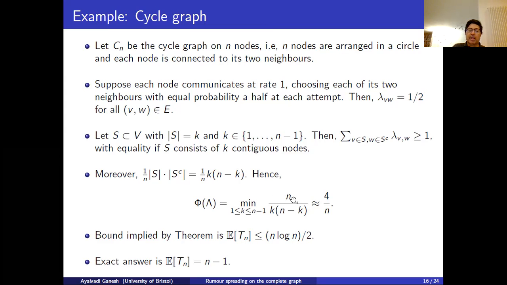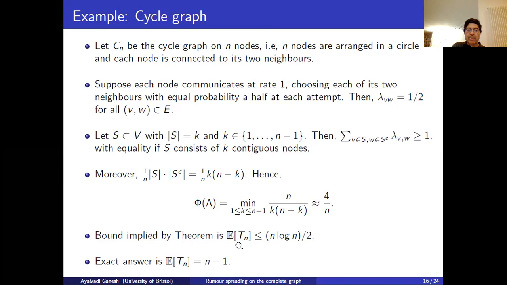So we are minimizing this ratio. The numerator doesn't depend on k, so minimizing the ratio is the same as maximizing the denominator. So how do you make k times (n minus k) big? It's easy to see that the way to do that is to make k and n minus k roughly equal in size. And depending on whether n is odd or even, you get slightly different answers. But basically, k is close to n over 2, as close to n over 2 as you can make it, depending on whether n is odd or even. And so the denominator is close to n squared over 4. So the ratio becomes roughly 4 over n. Okay, so that's the minimum value. So the conductance for large n is approximately 4 over n.